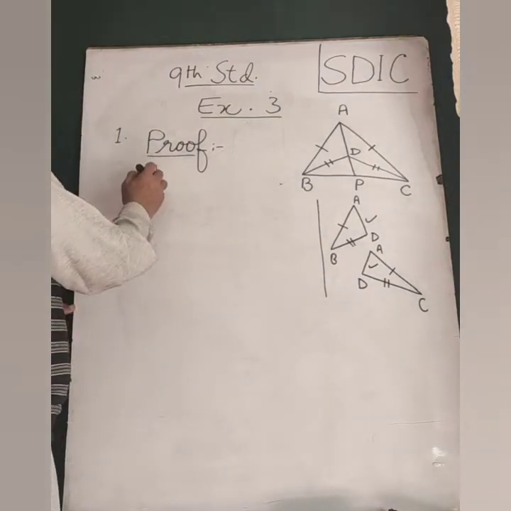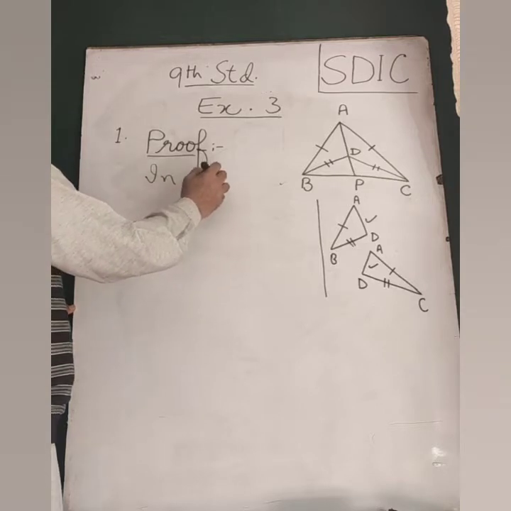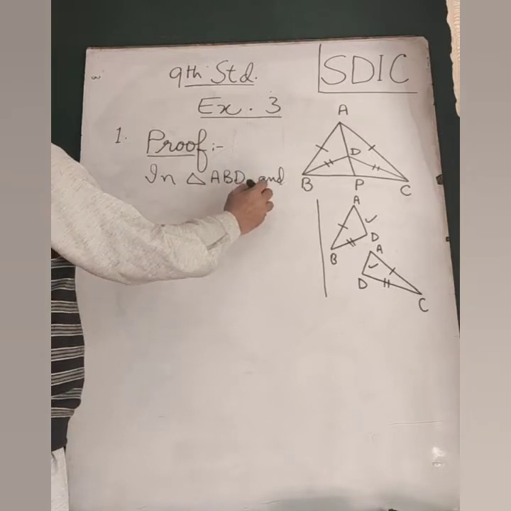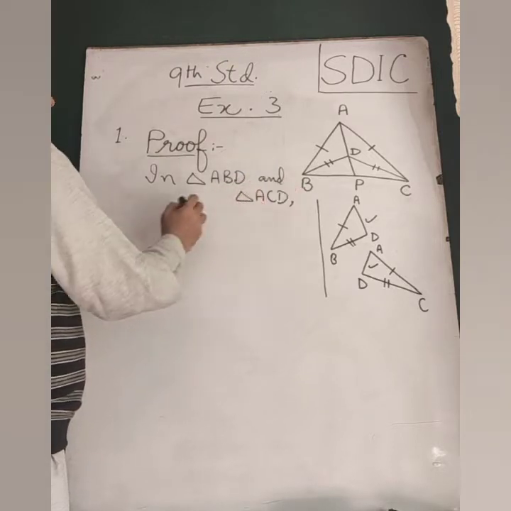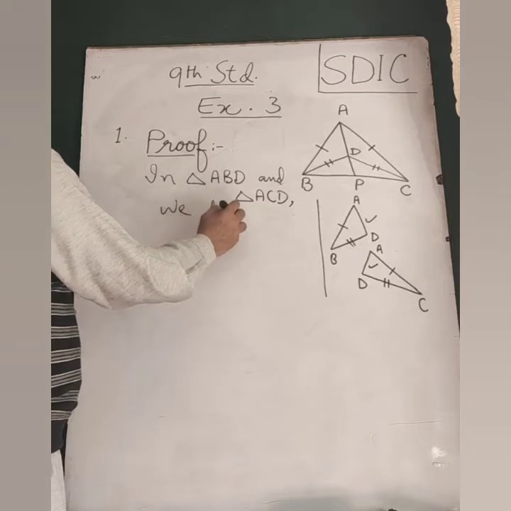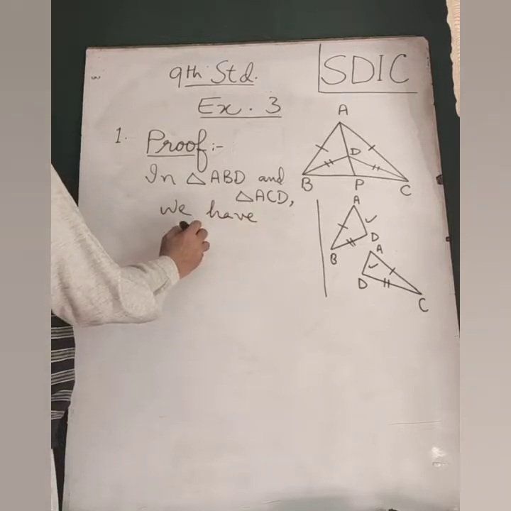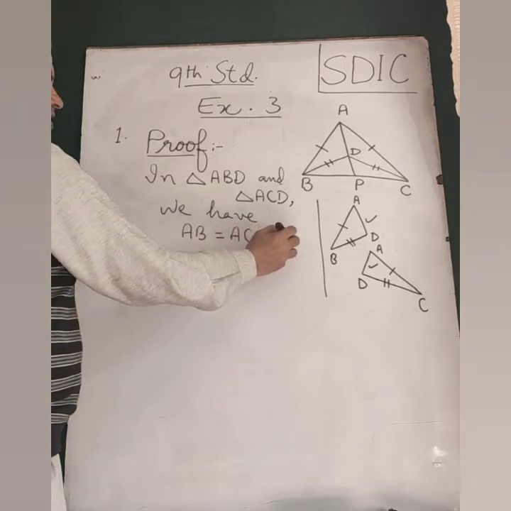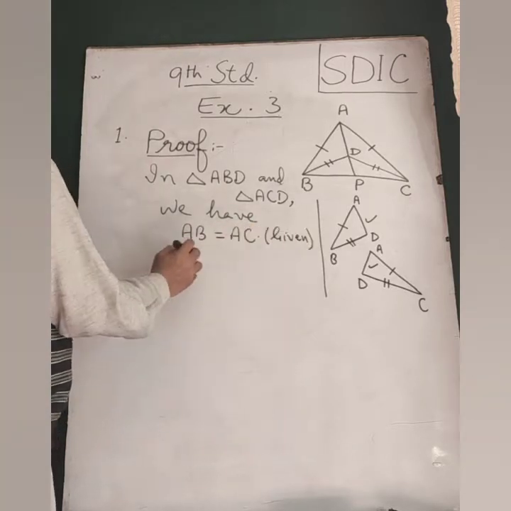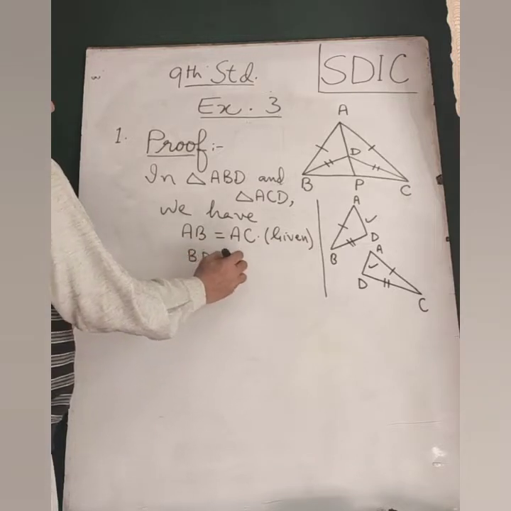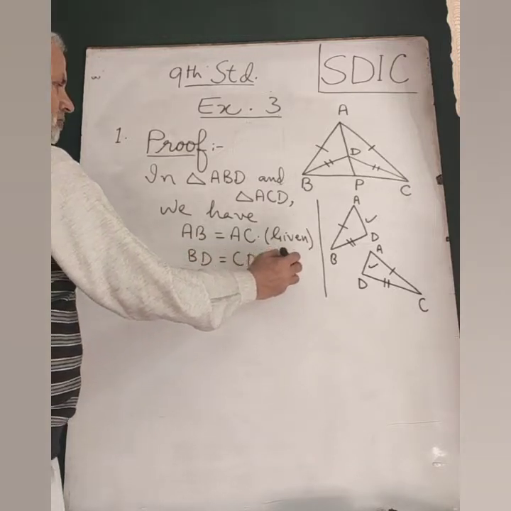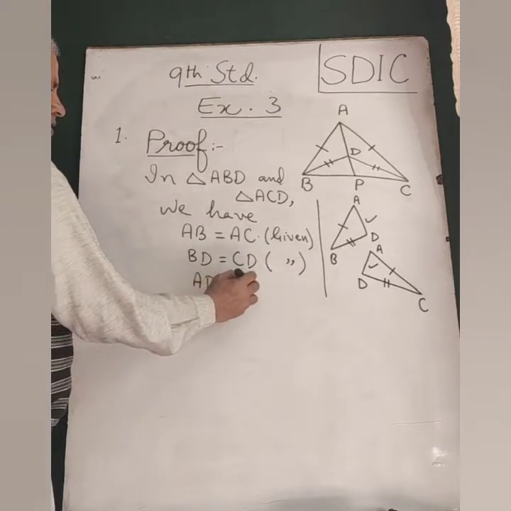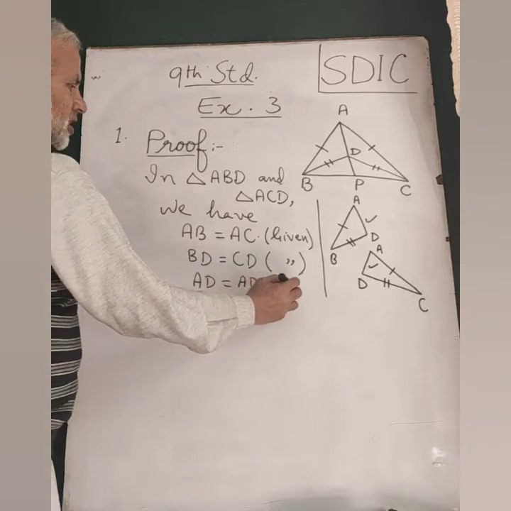Let us complete it. In triangle ABD and triangle ACD, we have AB is equal to AC. What will you write as reason? It is given. BD is equal to CD. This is also given to us. AD is equal to AD is the third point. Common side is the reason.